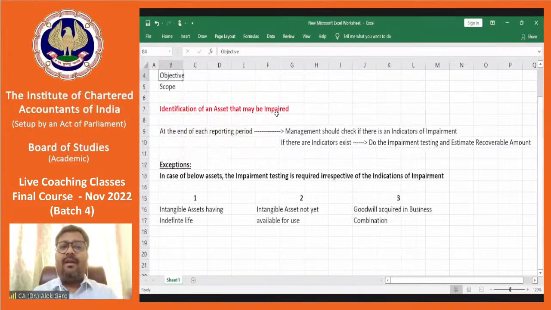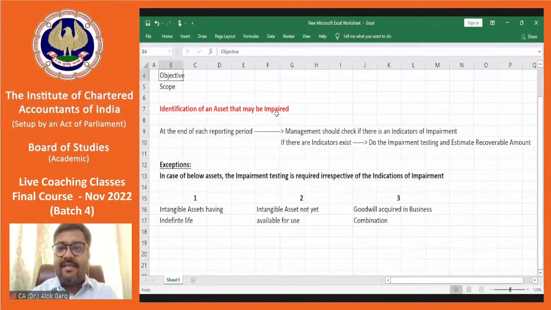So guys, what we are learning here is that impairment testing is not a straightaway exercise. First of all, you need to see if there is an indicator of impairment, then you do the impairment testing. But there are three assets on which you are not required to wait for the impairment indicator. You have to do the impairment testing straight away, at least once in a year, right? But what about other assets? Apart from these three assets, what about other assets?